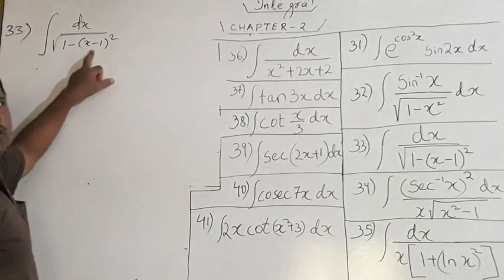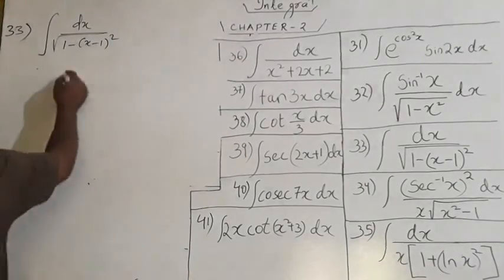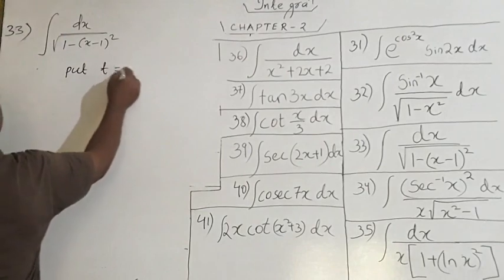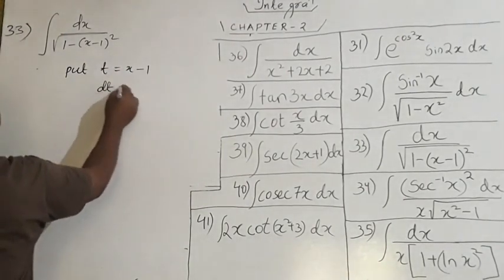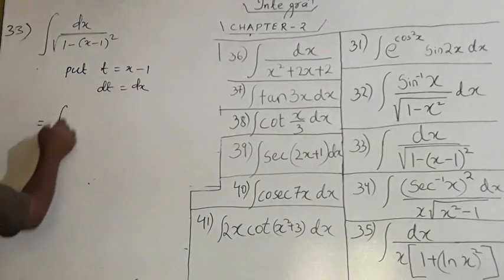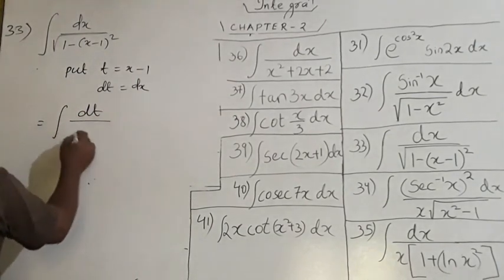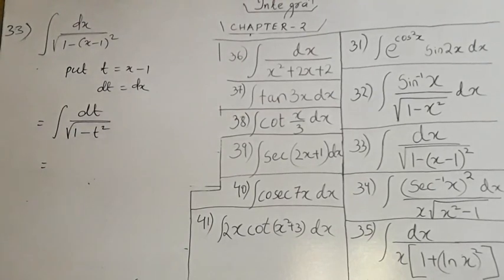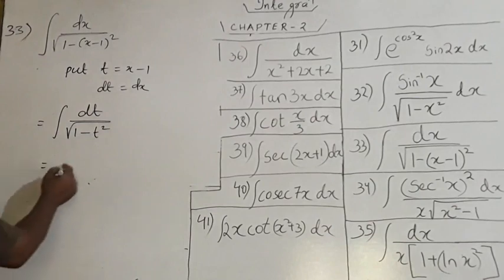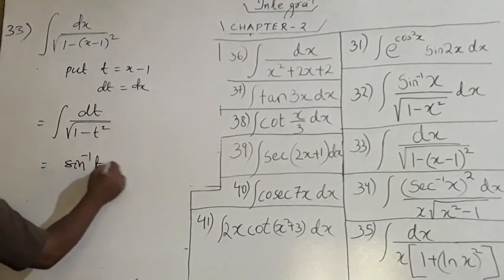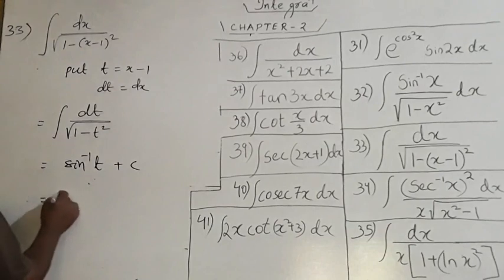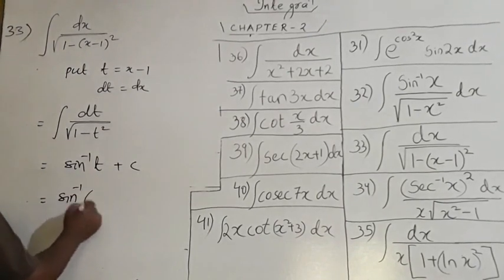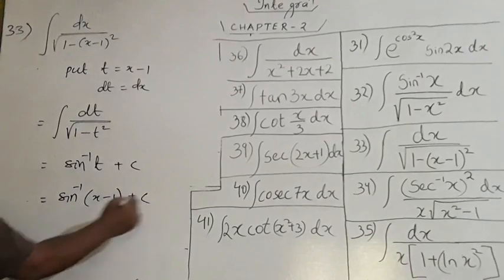Look at this problem. Simply it is dx by root of 1 minus (x minus 1) whole square. So what you have to put? Put t is equal to x minus 1, very simple. Then dt is equal to dx. And it becomes dt by root of 1 minus t square. Tell me whose derivative is 1 by root of 1 minus x square? Simply it is sin inverse t plus c. You have to put the value, it is sin inverse of x minus 1 plus c. Okay.